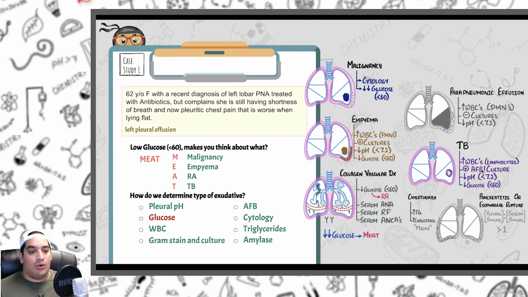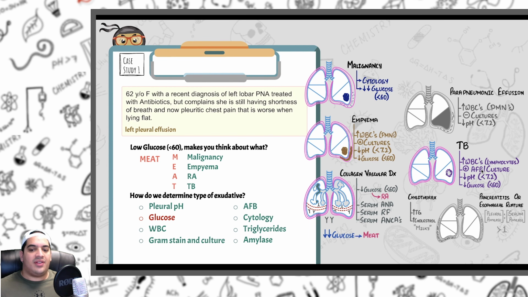Is the gram stain and culture positive? That could be concerning for an empyema. Do they have a positive acid-fast bacillus smear and culture? That could be concerning for tuberculosis. Check for any abnormal, malignant cytology that could point towards a malignancy. And think about other things, like do they test positive on ANA, and are the ESR and CRP elevated? They have some concerning factors for rheumatoid arthritis, which obviously could be something to think about. If you are concerned that they may have a chylothorax, check the triglycerides. And if you're concerned that they have pancreatitis, then you can check their amylase as well.